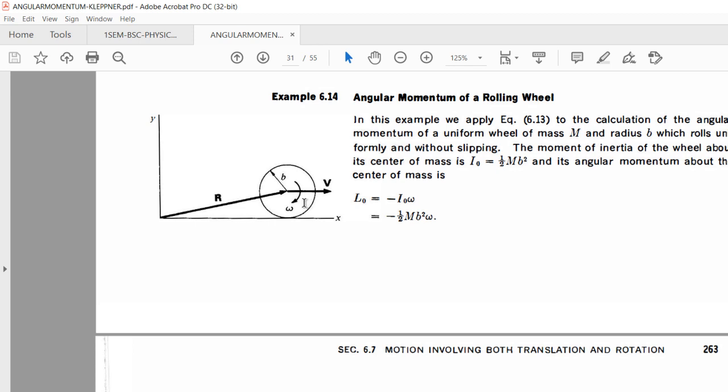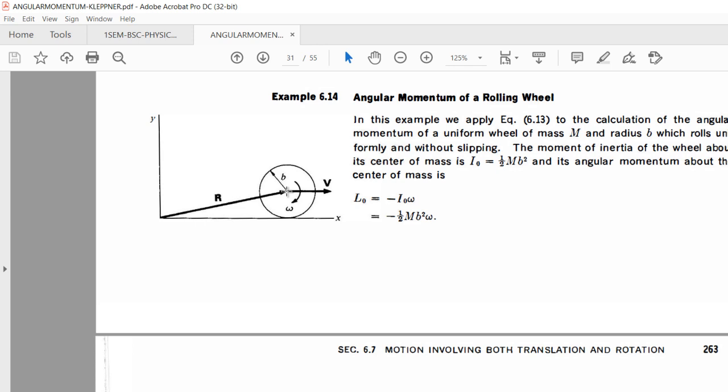In this case, the moment of inertia is m b square by 2, because a disk has a moment of inertia m r square by 2. The radius is b, so the moment of inertia is m b square by 2.